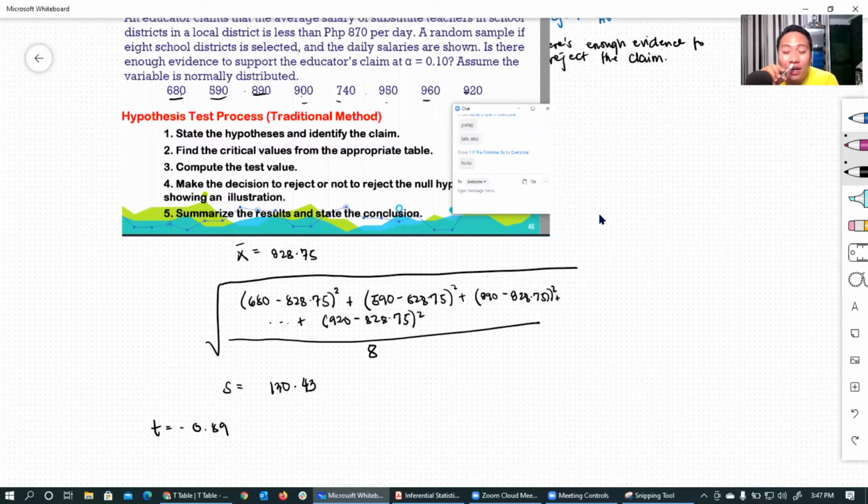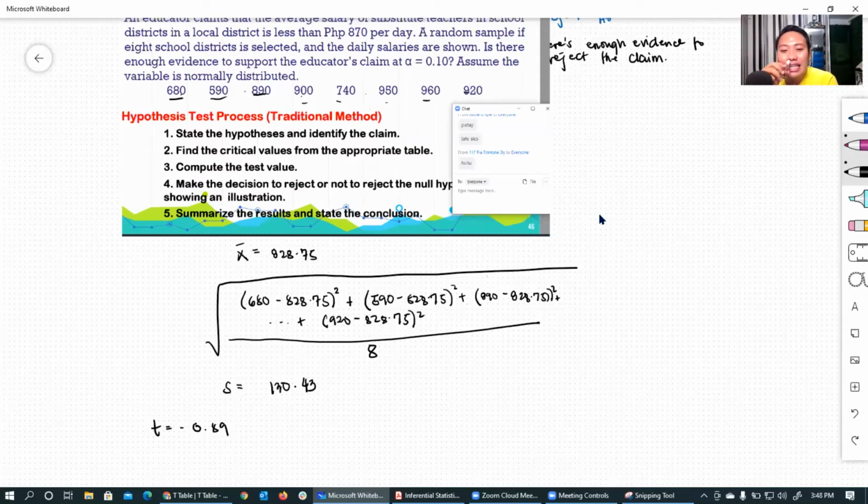What was the critical value? Your critical value was negative 1.415. It's negative, okay? Very good. It's negative 1.415 so it's on the left side. So where does negative 0.89 belong? It's to the right. So in other words, you get to accept the null hypothesis.